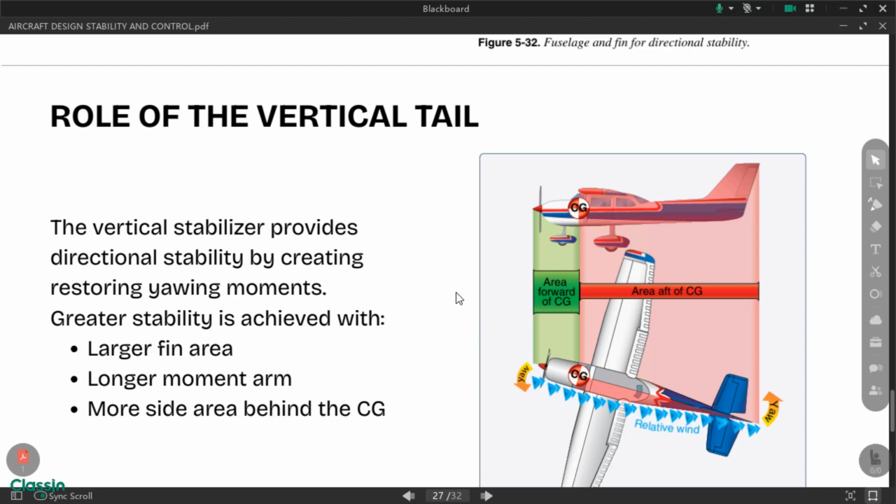Okay? I think this was discussed with you in sideslip, in basic heli, no? The slipstream, those things. Okay? So, if our vertical tail has a larger tail surface, it would tend to create a stronger restoring tendency. Okay?